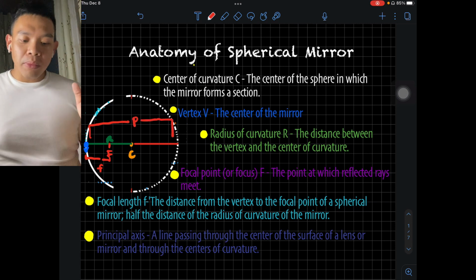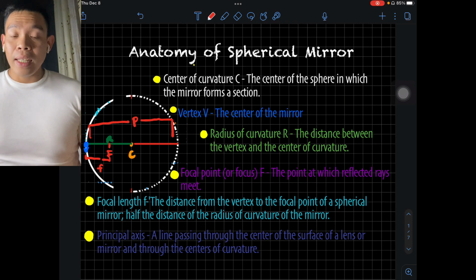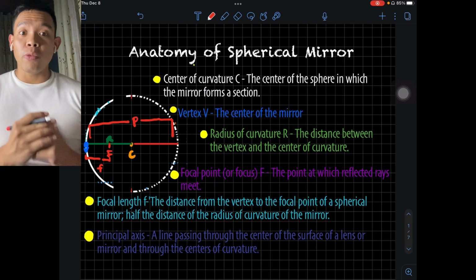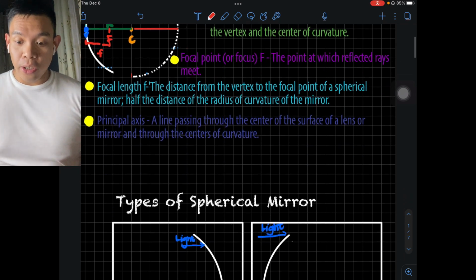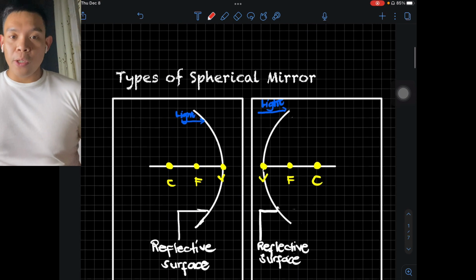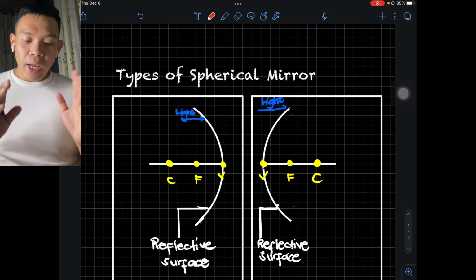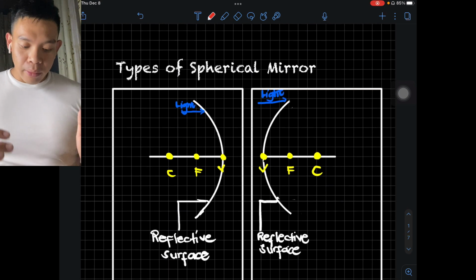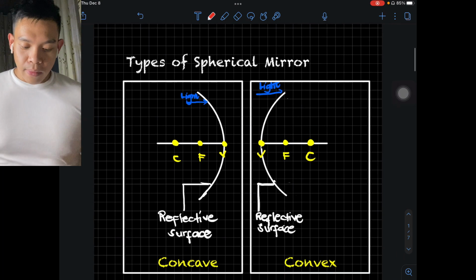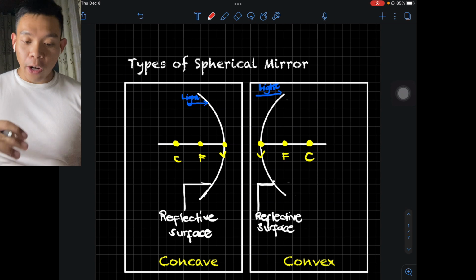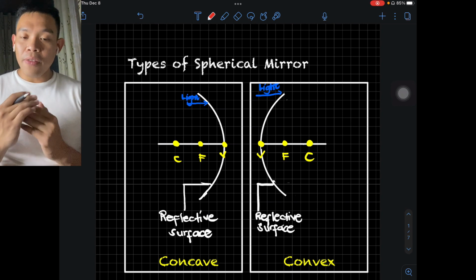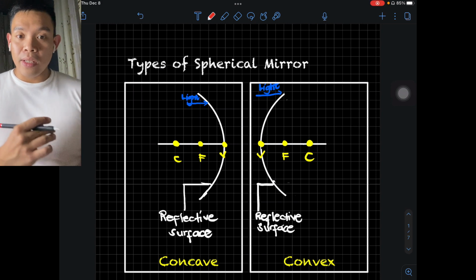So this is the anatomy of the mirror, and they are very important in determining where the image will form and what will be the characteristics of the image. So let's start with the two types of spherical mirror, namely the concave and the convex. This is the structure of our concave mirror. The reflective surface is inside, while in the convex, the reflective surface is outside.